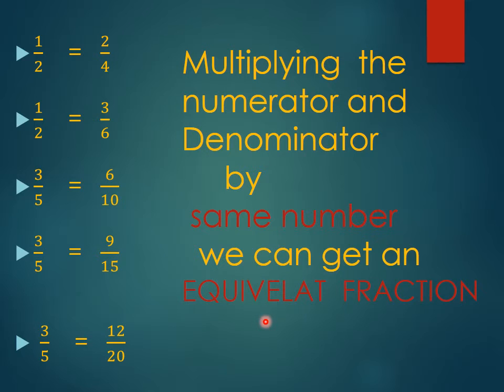Then what is the conclusion? We can arrive at it: by multiplying the numerator and denominator of a fraction by the same number, we can get an equivalent fraction.